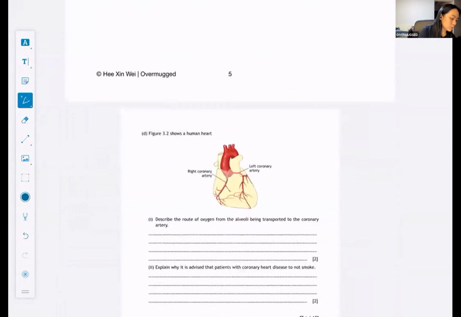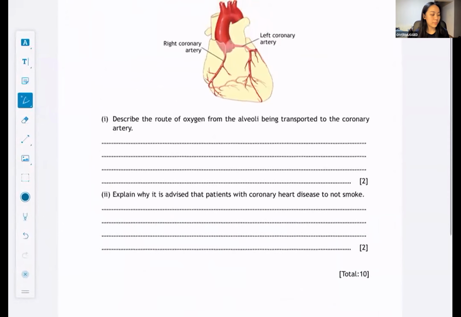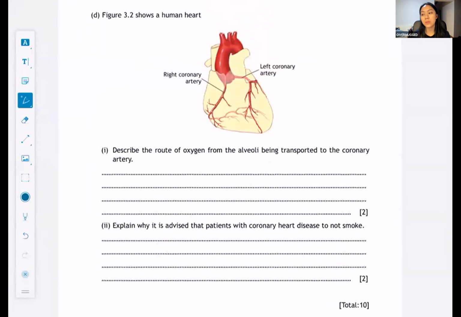Okay, blood vessel, this one is okay. For part D, part one, is something that I want to talk about because it is kind of a combination, right? No topic is in isolation. It's not like I can only study this topic and I don't need to study the other topic. Everything is linked. No single bio chapter is not linked to another chapter.